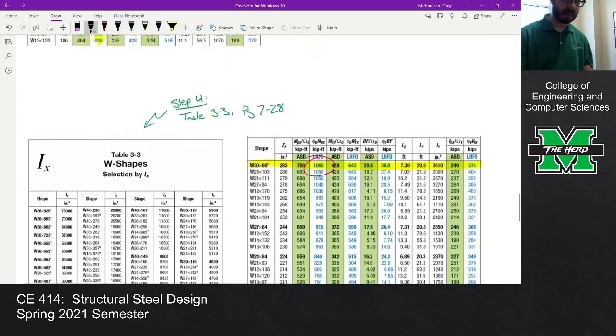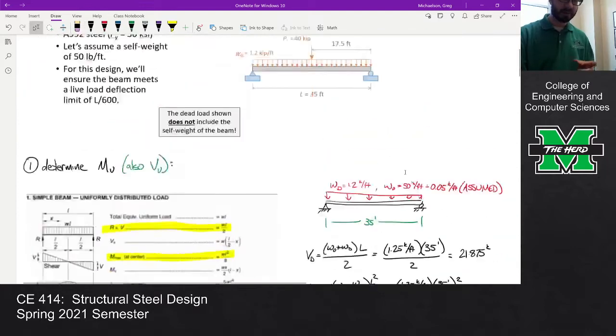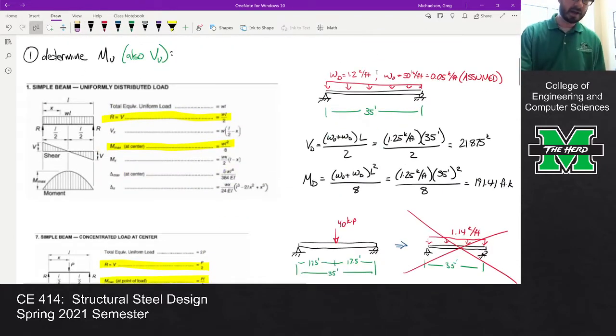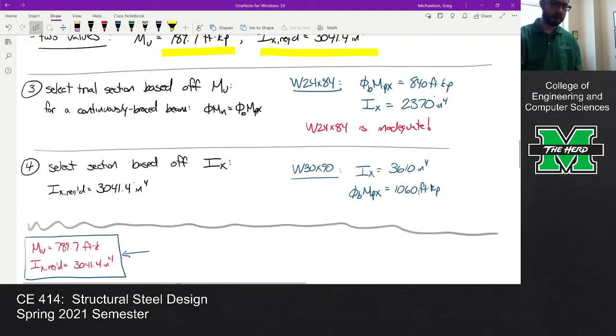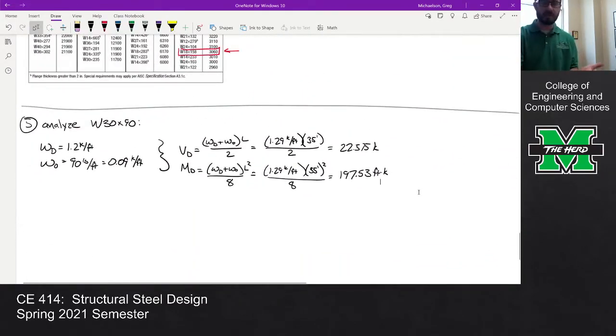If I scroll up here, I know we did a lot of calcs there. This is what we got before, because we had a 50-pound self-weight, and we got 21.8 and 191.4. Now we've got 22.5 and 197.5. It's because the beam is heavier. It's heavier than the assumed weight. So you kind of need to go through and reassess that.